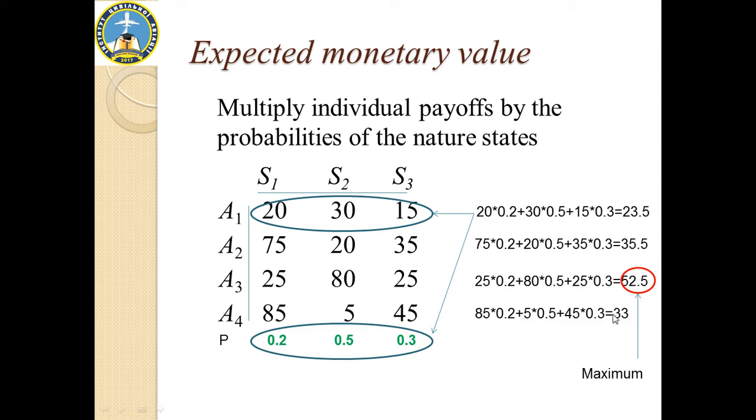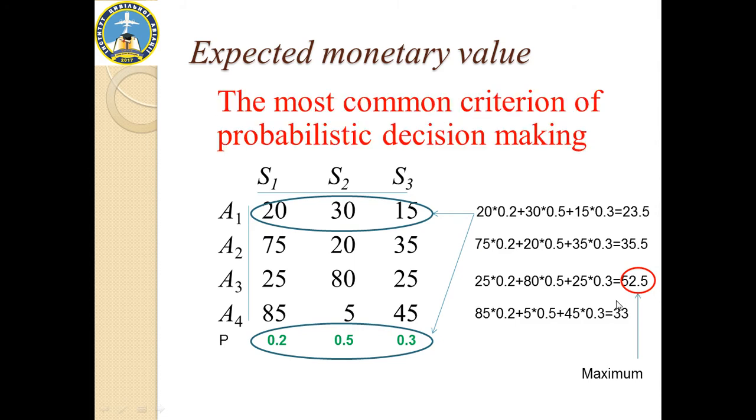Now we need to maximize this expected monetary value. We do this by picking the decision-making option which maximizes it. In this particular case, the decision option A sub 3 seems to be optimal. It has the maximum expected monetary value of 52.5. So this is the most common criterion in probabilistic decision making: the maximum of expected monetary value.